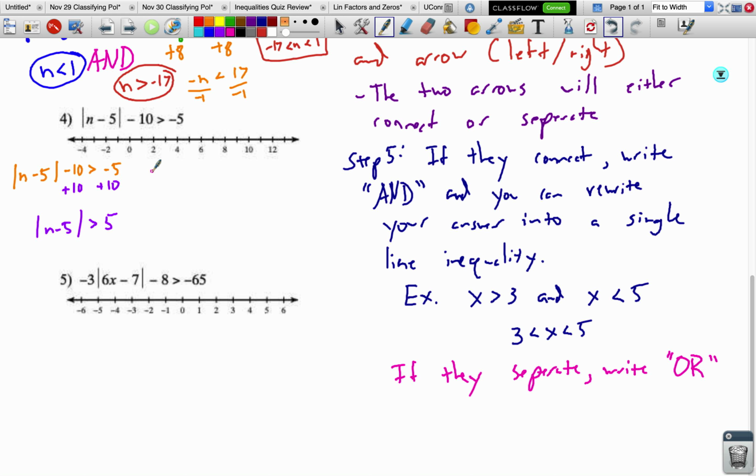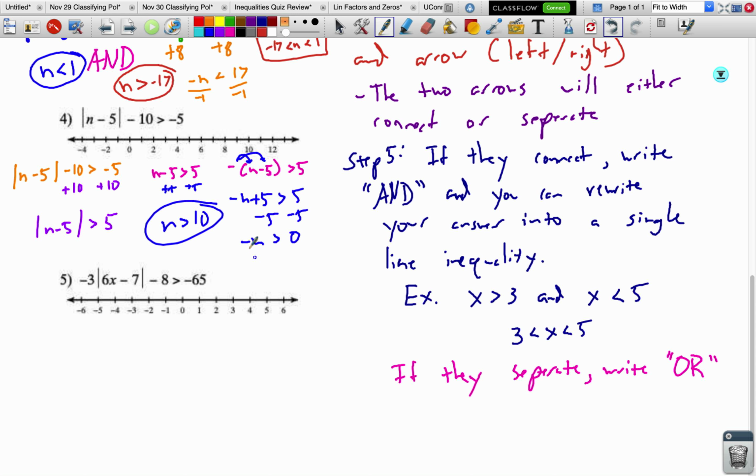Now I can split it into the two cases. n minus 5 is greater than 5, and negative parentheses n minus 5 is greater than 5, and solve each separately. Plus 5, plus 5. I get that n is greater than 10. Distributing the negative over here, negative n plus 5 is greater than 5, minus 5, minus 5, negative n is greater than 0, divide by negative 1, divide by negative 1. n is less than 0. Notice I had to flip the inequality.